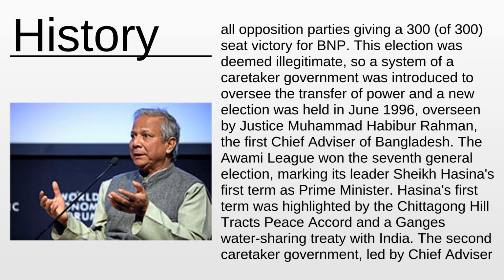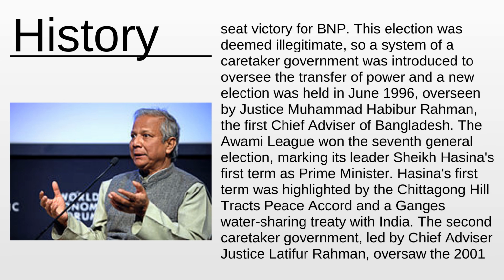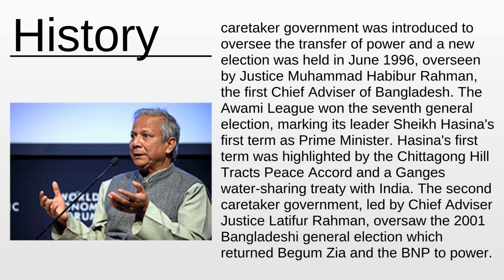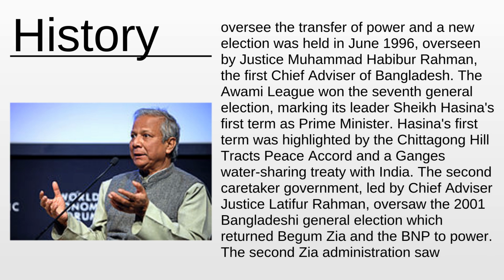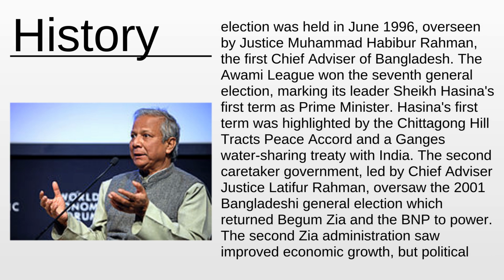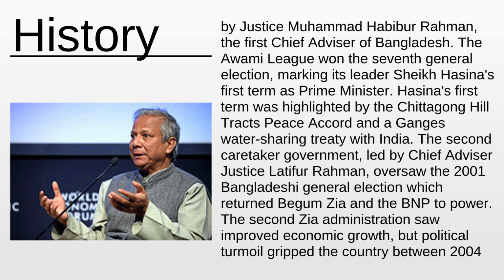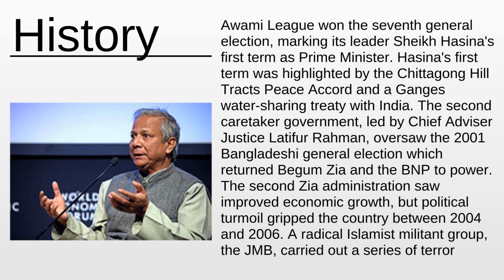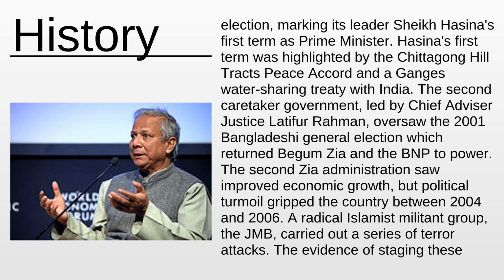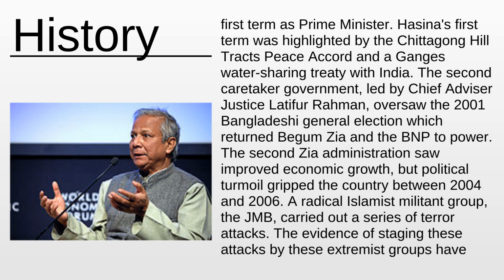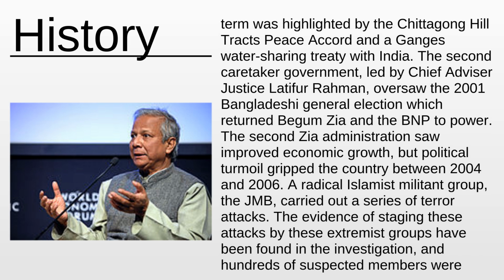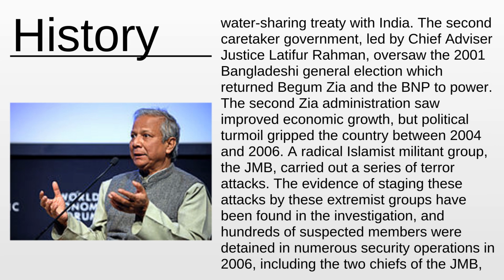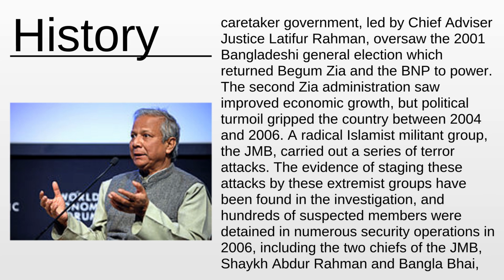In February 1996, a general election was held which was boycotted by all opposition parties, giving a 300 seat victory for BNP. This election was deemed illegitimate, so a system of a caretaker government was introduced to oversee the transfer of power, and a new election was held in June 1996, overseen by Justice Muhammad Habibur Rahman, the first chief advisor of Bangladesh. The Awami League won the 7th general election, marking its leader Sheikh Hasina's first term as prime minister. Hasina's first term was highlighted by the Chittagong Hill Tracts Peace Accord and a Ganges water-sharing treaty with India.